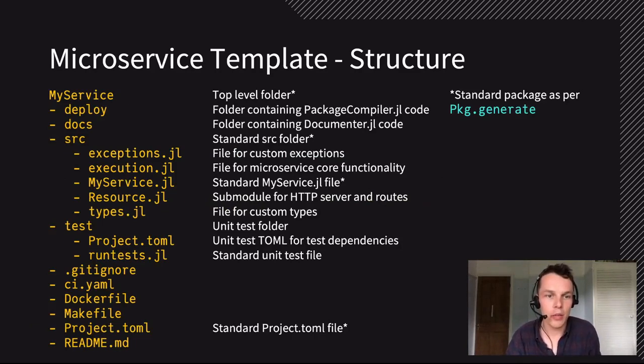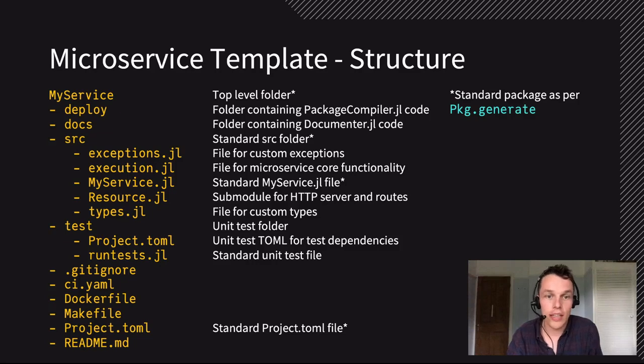So you have the MyService top level folder. We have deploy and docs folders containing the code for package compiling and documentation respectively. I haven't detailed the scripts in this slide. We have the standard source folder, and a nice thing to do is keep any custom exceptions you make in a separate script. We then keep our main core execution code in a separate script. The MyService.jl is just a standard module file.